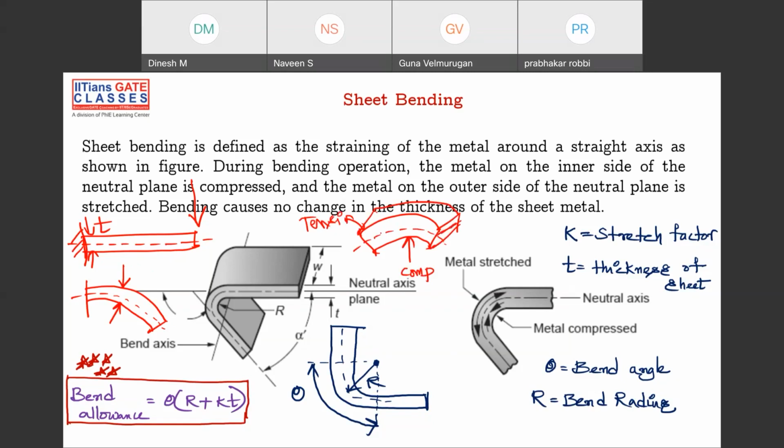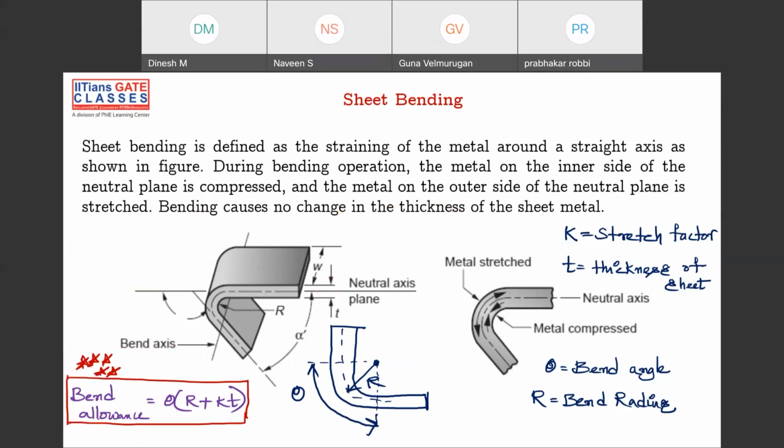So in between there is one plane, such a plane that the initial dimensions and final dimensions, even after the bending, will be the same. So the initial dimension, let's say the length is L here. After bending, the top portion will have length L plus delta L1, and the bottom will be L minus delta L2. And the plane at which there is no change in length, where this L and this L are the same, is known as the neutral axis plane. So now you understand what this neutral axis plane is.